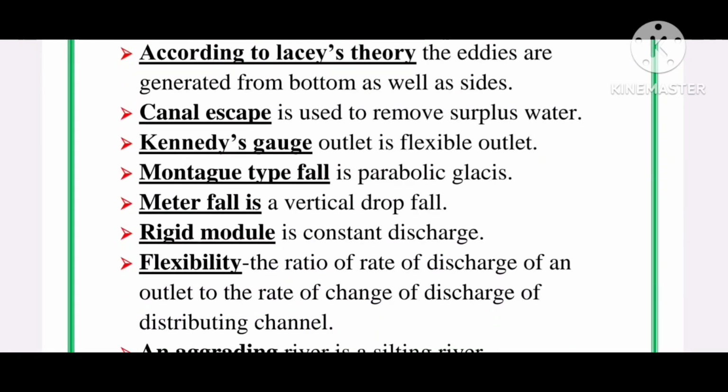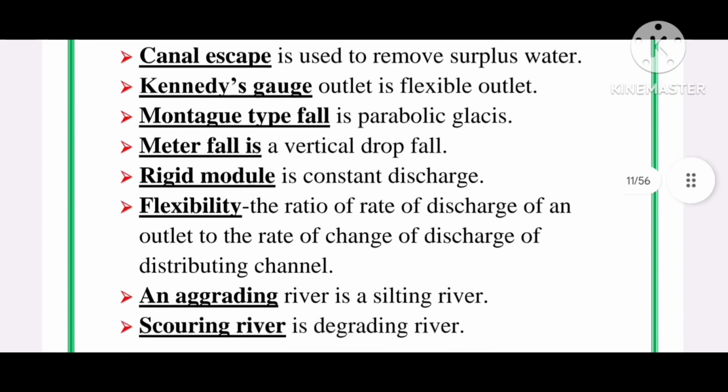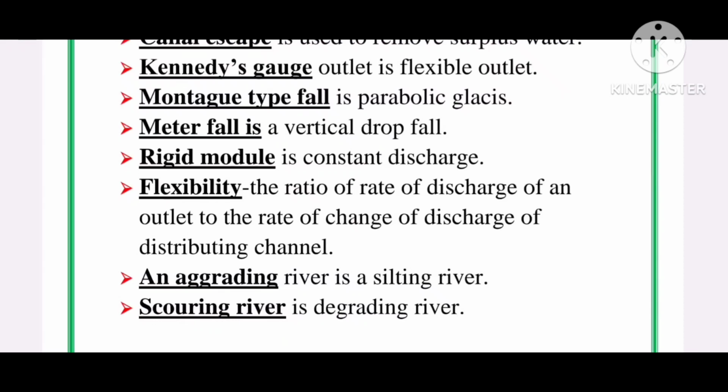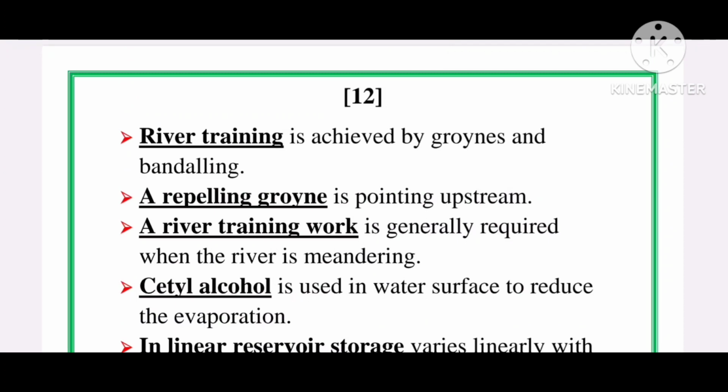Next, flexibility is the ratio of rate of change of discharge of an outlet to the rate of change of discharge of the distributing channel. Next, an aggrading river is a silting river and a scouring river is a degrading river. Next term, river training is achieved by groins and bunding.